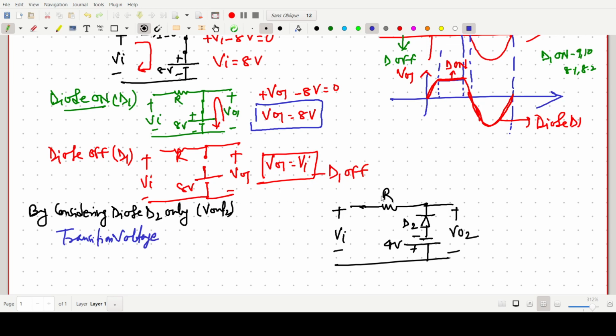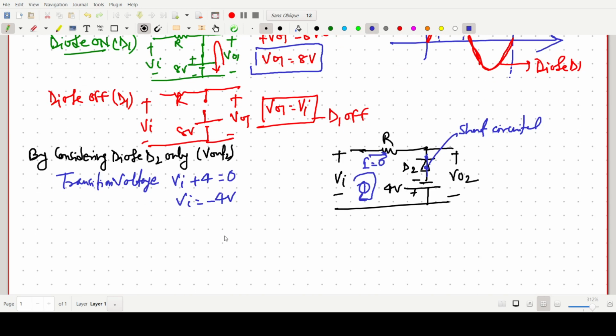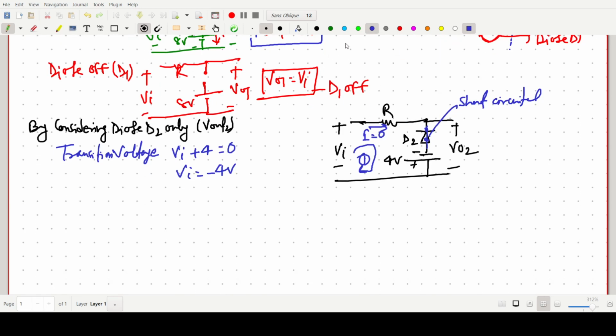For the transition voltage, we can say this I equals 0, and this diode will become short circuited. When it is short circuited, we have to apply the KVL in this loop. So we can write Vi plus 4 equals 0, so Vi equals minus 4. What is the transition voltage for such a problem? I am doing it step by step.